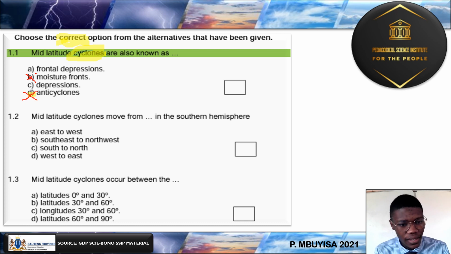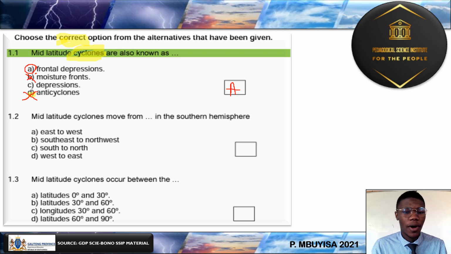Remember that now we have two options on the screen. We have A and C, and we acknowledge that mid-latitude cyclones are depressions, but in as much as they are depressions, they are a special kind of depression. They are a depression that has fronts, right? So the most correct option then is a frontal depression. So A is our correct answer, just note it down there. So that's what you do. Elimination method, that's what you do. I just took you through the thinking process that you should employ in trying to answer these questions.